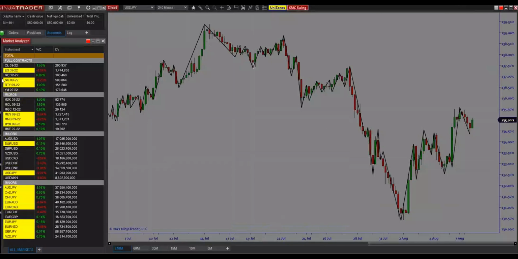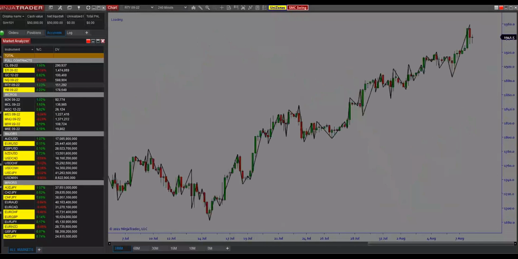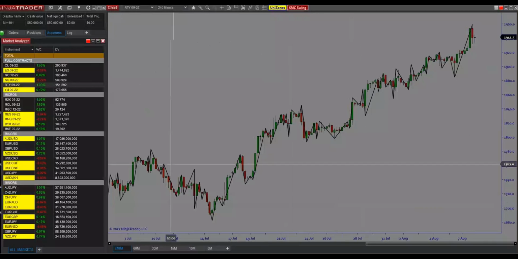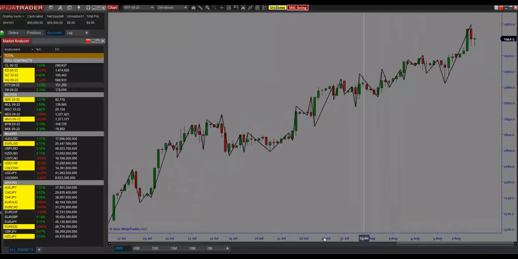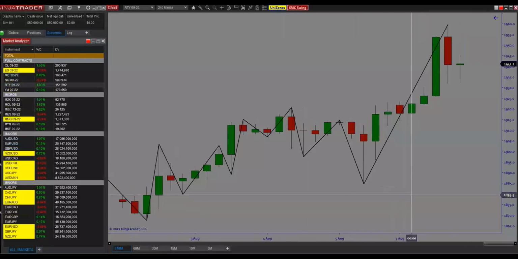You guys get the Russell. Let's go take a look at the RTY. Let's take a look at it. So this is where it's a rules-based approach. Okay, take a look at this. Can you guys tell me which side of the market I should be trading? It's the 4 hour. Should I be buying or selling?